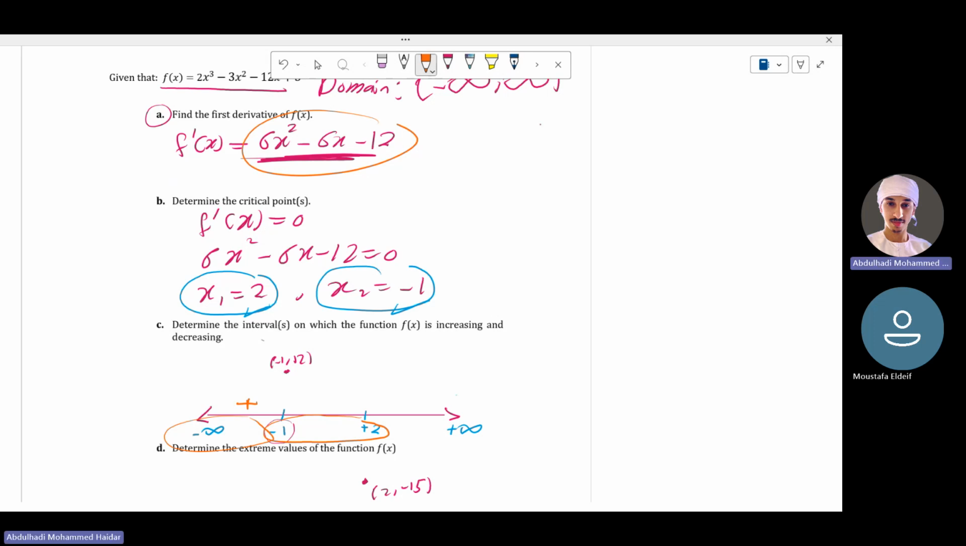Any test point will be what? 0. So just 0 or 1. They are between these intervals. So like 0. Substitute where? In the first derivative. So it is negative. Okay, then choose also any number between 2 and infinity. So like 5, or 8, any number, okay? So 5.